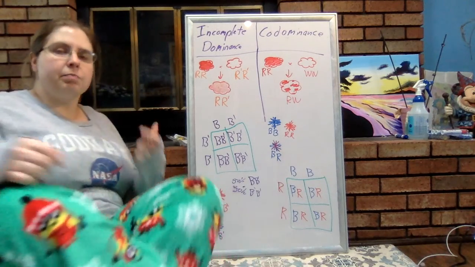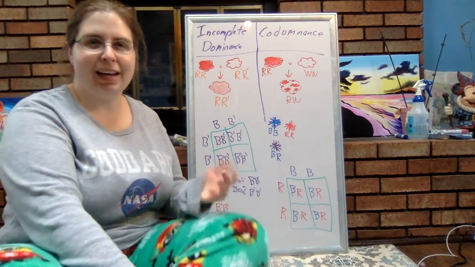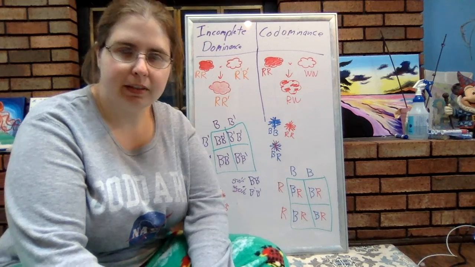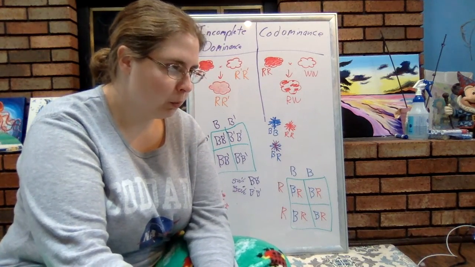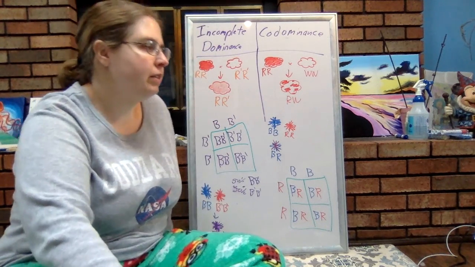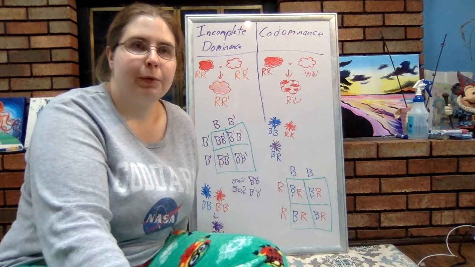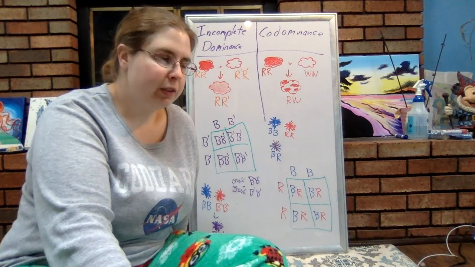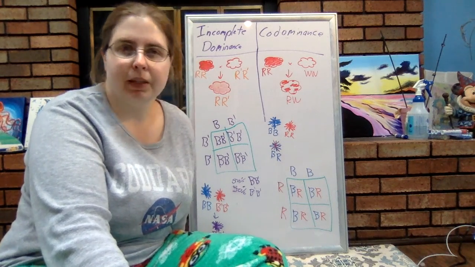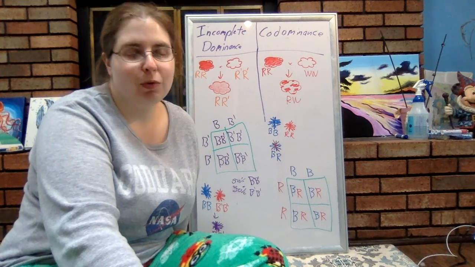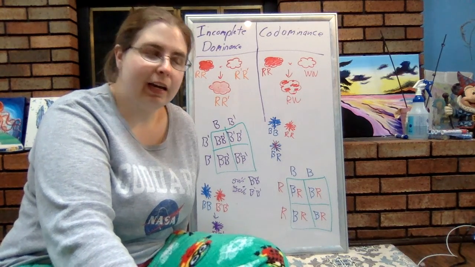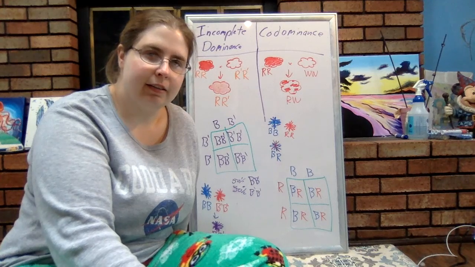So that's what we're talking about with codominance. I hope that kind of helps explain the two of these. If you're wondering about an example of this in humans, blood type. If we look at the A and B alleles, you can be blood type A, you can be blood type B, or if you have one of each, you are blood type AB. But we're going to explain that in a different video.